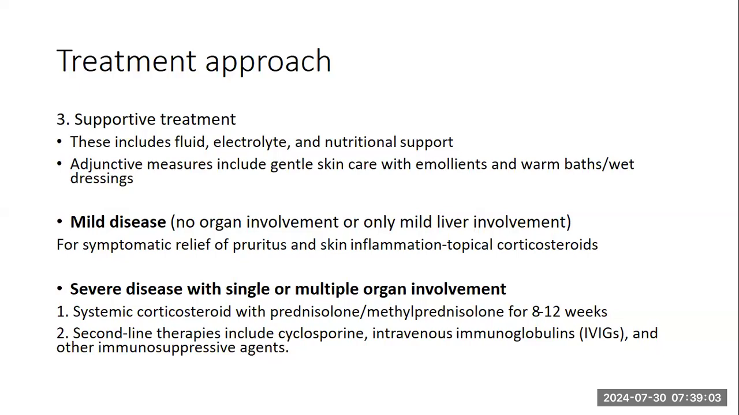With mild disease that presents with pruritus and skin inflammation, you have to use topical steroid. Then with severe disease, systemic steroid may be involved. You can use prednisolone or methylprednisolone for 1 to 2 weeks, and then you taper down. Second line therapies can also be used, such as cyclosporin, azathioprine, and sometimes in some patients you may have to use intravenous immunoglobulin, and there are other agents available.